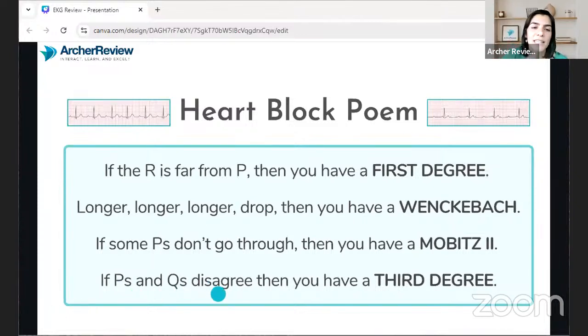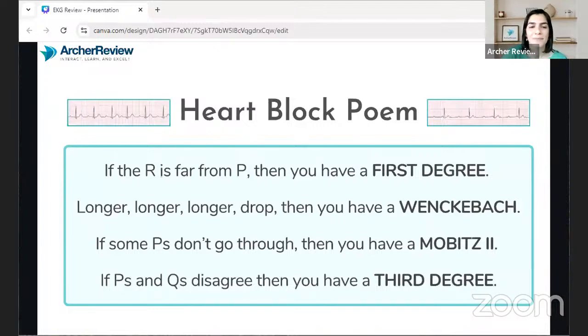And then if P's and Q's disagree, then you have the third degree. So again, remember, your P's and your QRS are just not talking to each other. So they're marching to the beat of their own drum, right? And so we really worry about Mobitz 2 and third degree because the cardiac output is so low in these patients. We definitely want to make sure we intervene with temporary pacing and prevent any further complications like cardiac arrest in these patients.